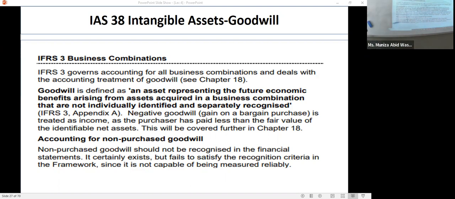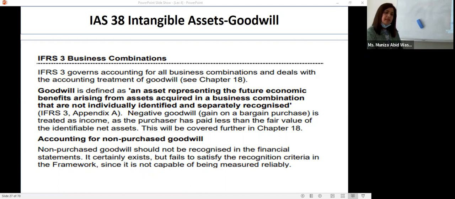IFRS 3 governs accounting for all business combinations and deals with the accounting treatment of goodwill. See chapter 18. In chapter 18, we are going to discuss it. What is goodwill? Goodwill is defined as an asset representing the future economic benefits arising from the assets acquired in the business combination that are not individually identified and separately recognized.